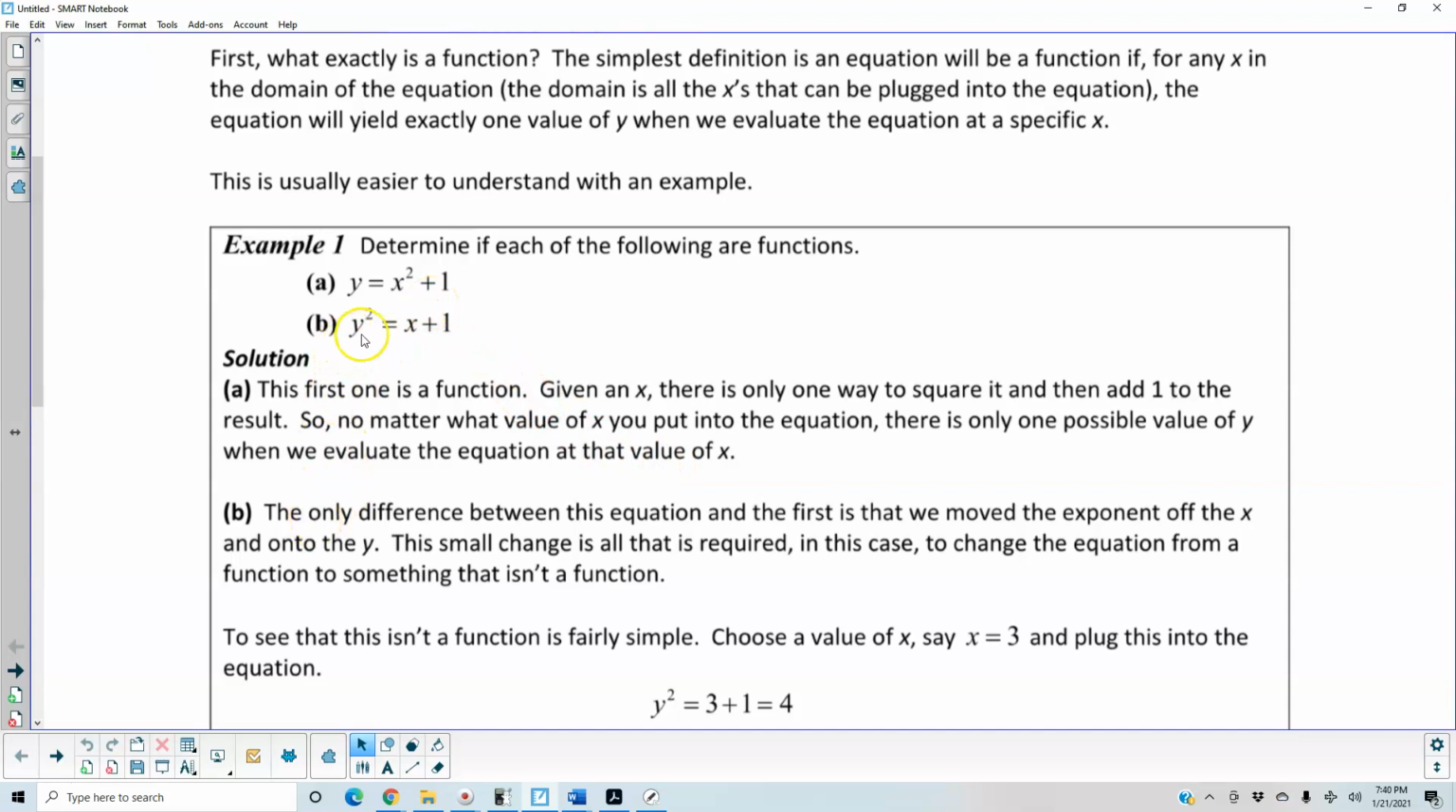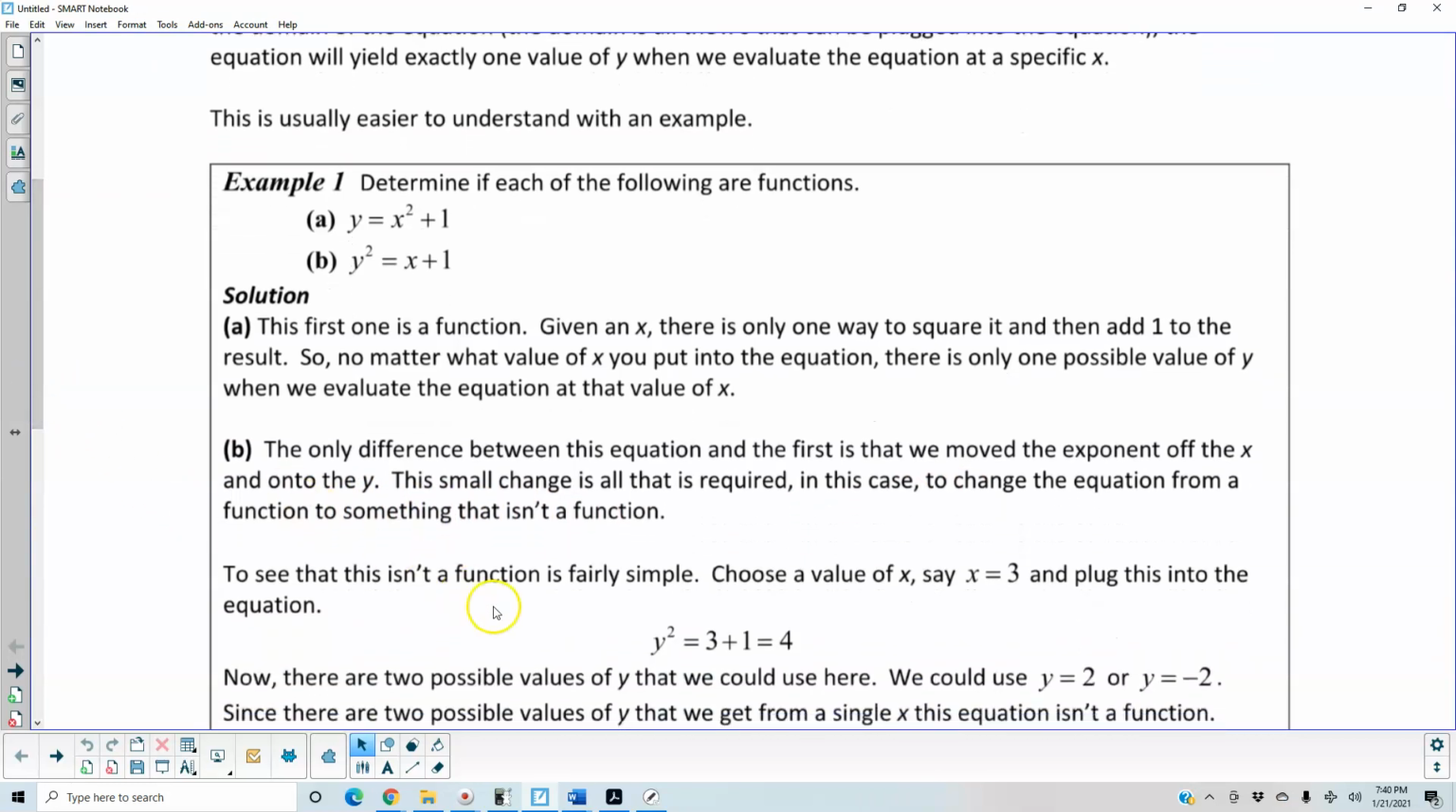Part B, y squared equals x plus 1. The only difference between this equation and the first is that we move the exponent off the x onto the y. This small change is all that is required in this case to change the equation from a function to something that is not a function. Now, to see that it is not a function is fairly simple.